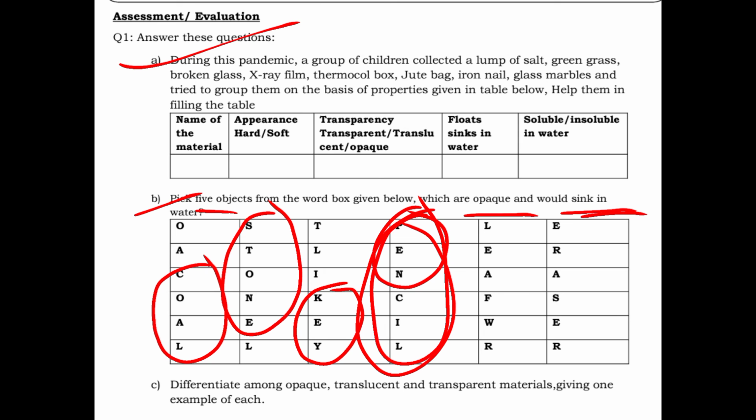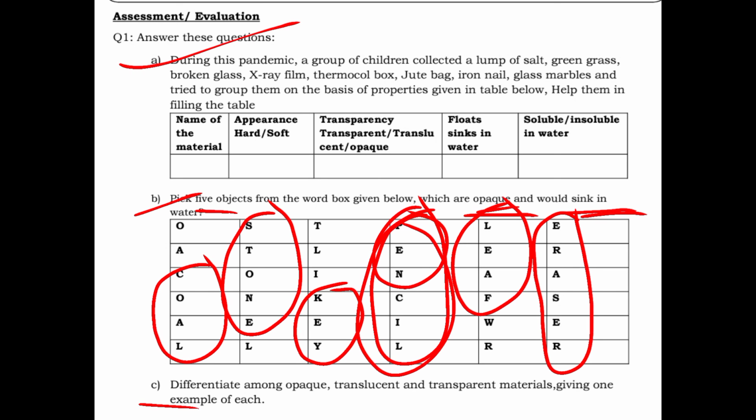It is opaque, but it does not sink in water. Then there is leaf. Leaf is opaque, but it floats in the water. Then eraser. It sinks in water and is opaque in nature. So you can choose the other objects from the word box which carry both these properties, opaque and would sink in water.